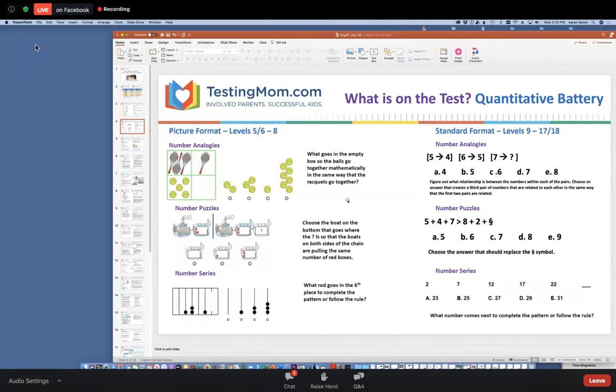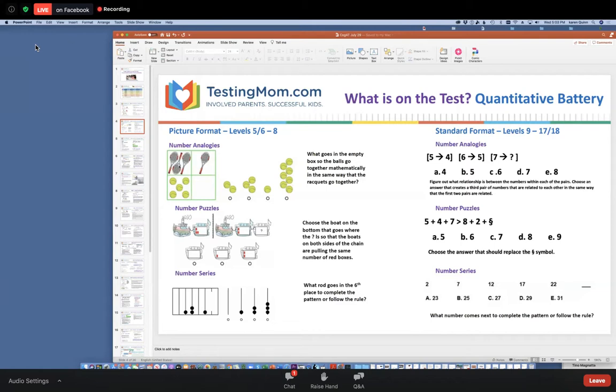And here we're going to go through now the quantitative or the mathematical part of the test. And once again, with younger students, we have pictures. And it's a number analogy. Works just like the verbal analogies and the nonverbal, which you'll see in a minute. But what it is, it's a mathematical analogy.